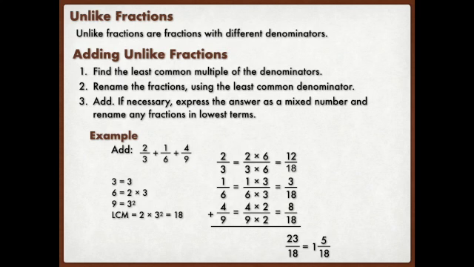Well, if I multiply the denominator by 3, I have to multiply the numerator by 3. So that'll be 3/18. And then we have 4/9. I have to multiply that by 2. Well, if I do that with the denominator, I have to do it with the numerator. We have 8/18.